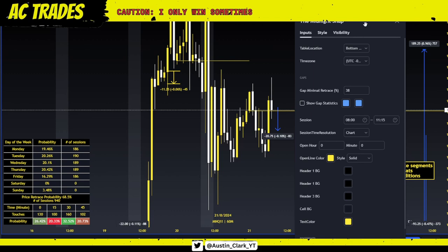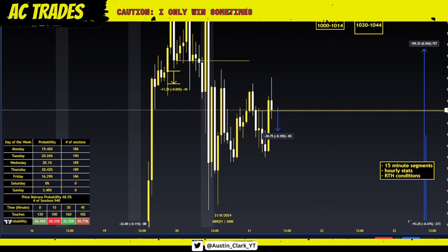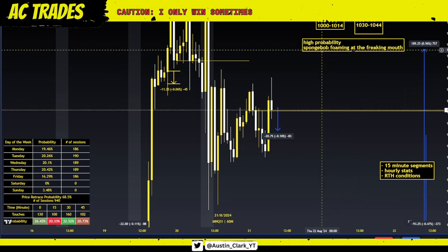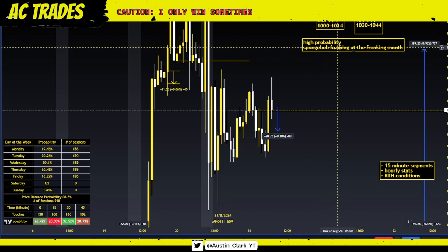So how can you gauge your risk and tailor your risk to high probability situations versus the normal setups that you have? Your normal setup should already be high probability. Why would you take a trade that's low probability? That's crazy. Really, the only two things in my playbook, I'm not saying what you should do or what you have to do, but for me, it's high probability and SpongeBob foaming at the freaking mouth. These are the only two grade setups I care about.